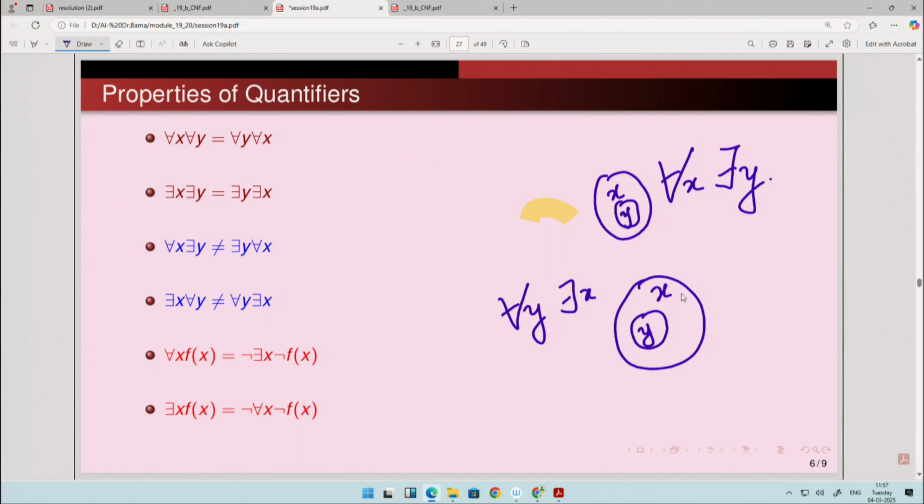No, this is not correct. This is wrong according to this form. It would actually be for all y there exists some x. This is the correct one.